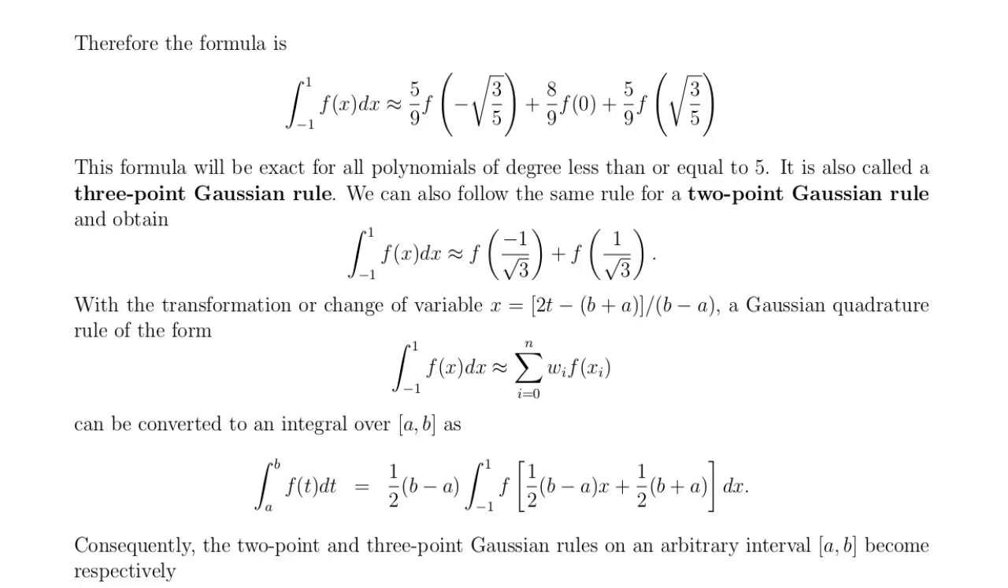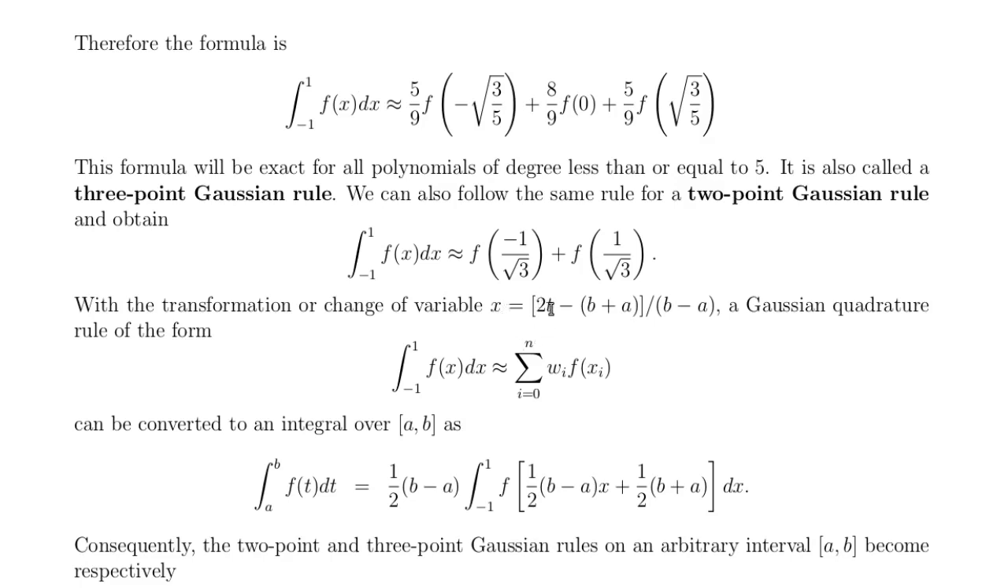Okay, now the next thing that I would like to mention is the fact that these rules, the 2-point quadrature rule or the 3-point Gaussian rule, are obtained with the interval negative 1, 1. So what if, and that's the case in most applications, the interval is not negative 1, 1. What are we going to do? Just use a change of variable. If you use a change of variable, this is what we get.